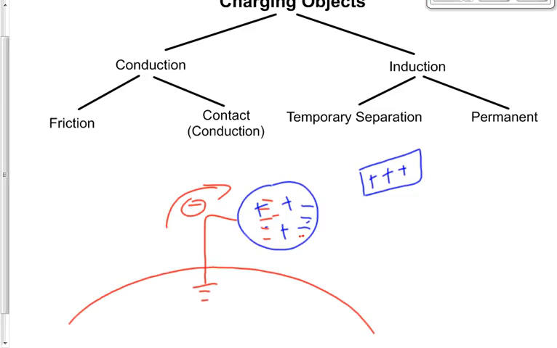How do we make it permanent? We're almost there. How do we make it permanent? Cut the wire. Take away the wire, remove the grounding wire in some way, and all of a sudden now it's permanent. Make sense?